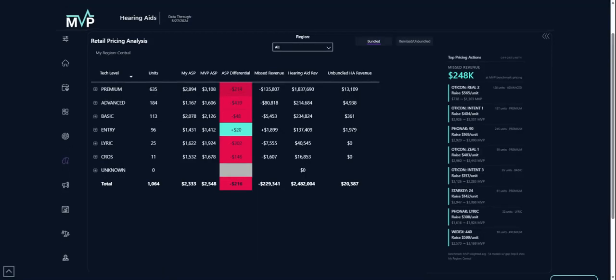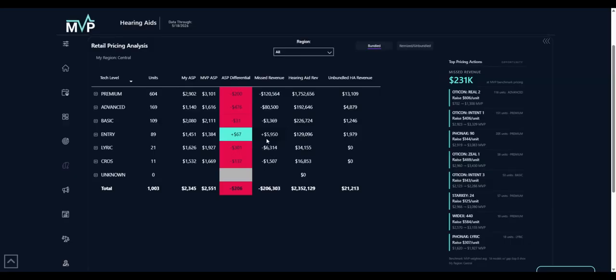Positive values in this ASP differential column are highlighted in teal and indicate pricing above benchmark, while negative values in red suggest pricing below benchmark. The missed revenue column on its right estimates the additional revenue that may have been generated if those units had been sold at the benchmark ASP. The final two columns display your total hearing aid revenue for each corresponding technology level, along with any unbundled or itemized non-hearing aid revenue associated with a hearing aid invoice.